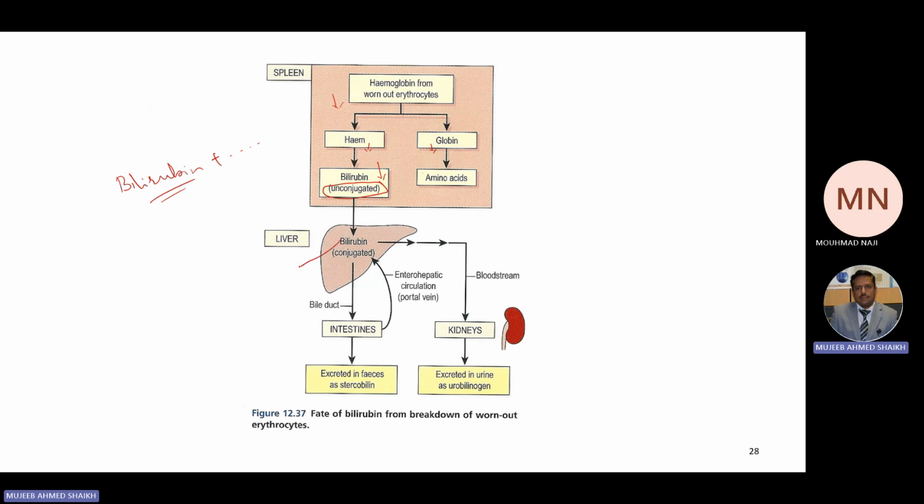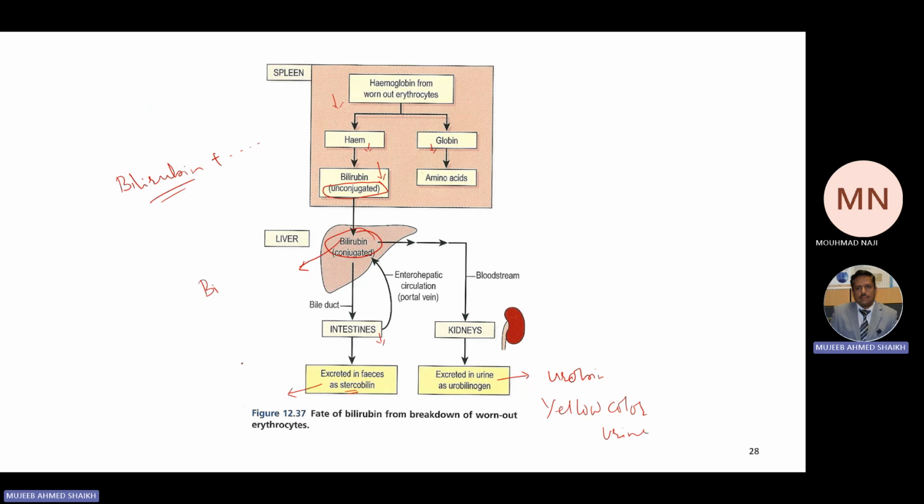In the liver, it will be combined with some chemicals. This is called the conjugation reaction, so that it will not harm our body. And then it will be released into the small intestine, and through feces as stercobilin it is removed. Through the kidney, it is also removed as urobilinogen. So the yellow color of the urine is because of urobilin.